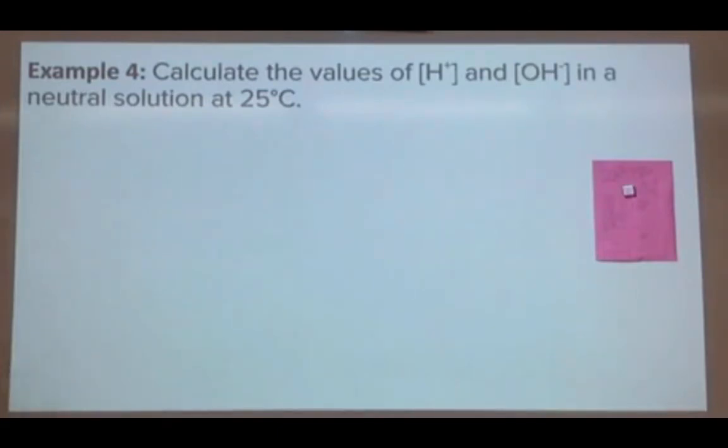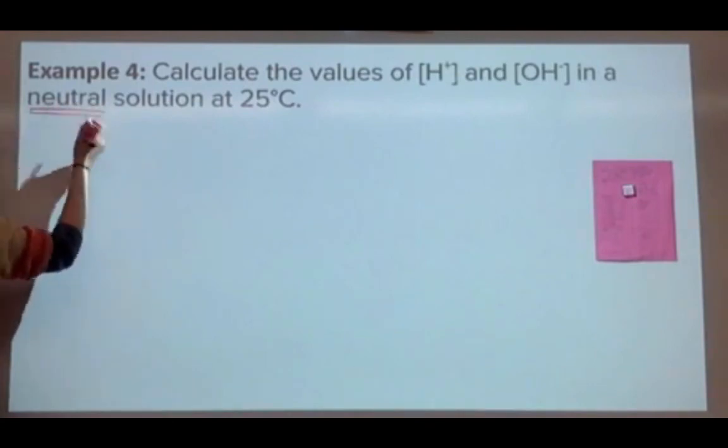In example 4, it says calculate the values of H plus concentration and OH minus concentration in a neutral solution. I'm going to point out a couple things. Thing number 1, the definition of a neutral solution is not necessarily what most people think.